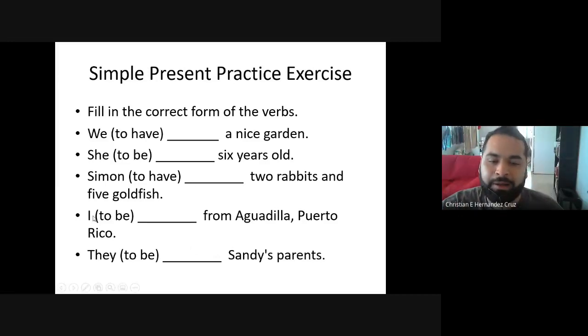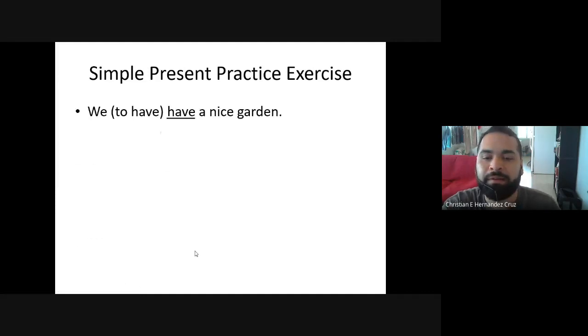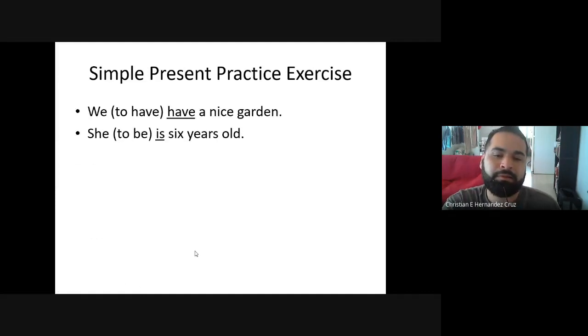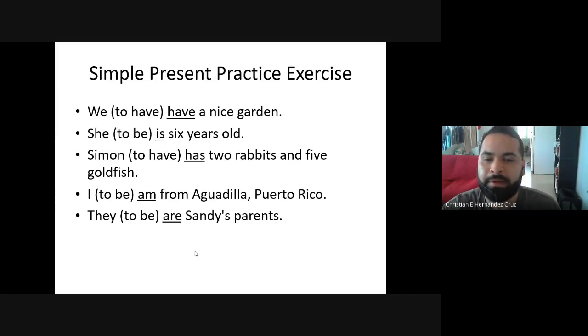Exactly right. So I is, of course, singular, una sola persona, and it's also yourself. So we use am. And then this one, it is plural. So plural uses are. And exactly, we have a nice garden. She is 6 years old. Simon has 2 rabbits. I am from Aguadilla, and they are Sandy's parents.